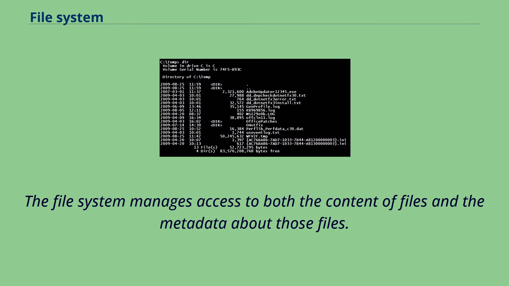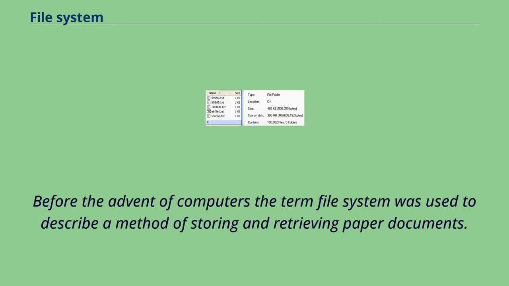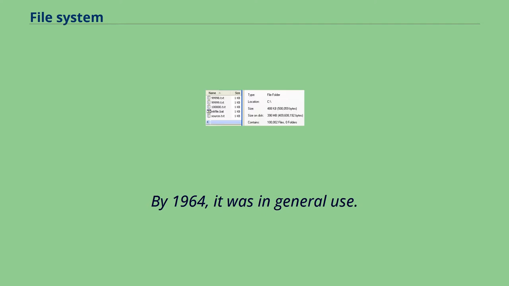The file system manages access to both the content of files and the metadata about those files. It is responsible for arranging storage space; reliability, efficiency, and tuning with regard to the physical storage medium are important design considerations. Before the advent of computers, the term file system was used to describe a method of storing and retrieving paper documents. By 1961, the term was being applied to computerized filing alongside the original meaning. By 1964, it was in general use.